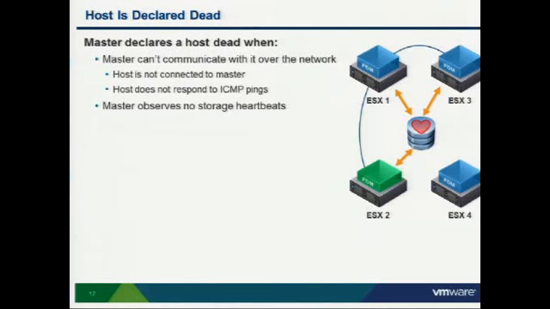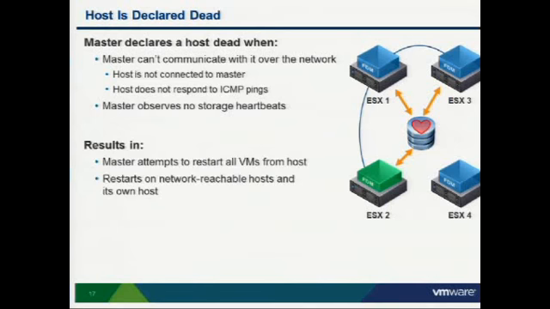So in this example here, we see host 4. Host 4 doesn't have management network connectivity to the master. It also is not heartbeating to the heartbeat data stores. So the master is going to declare this host as dead. When that happens, like in earlier releases, HA is going to restart the VMs that were last known to be running on that host. The master is going to place those VMs on either its own host or the host it's in network contact with.